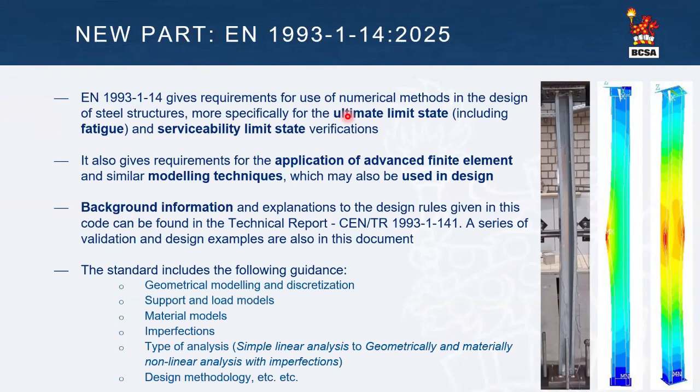The good news about this new part is that it will be published with a companion technical report, which gives background information and explanations to the design rules. And it gives a series of validation and design examples in line with Part 1-14. So in the diagrams on the right, these are snippets from the technical report and are for an example of flexural torsional buckling of a cold formed steel column.